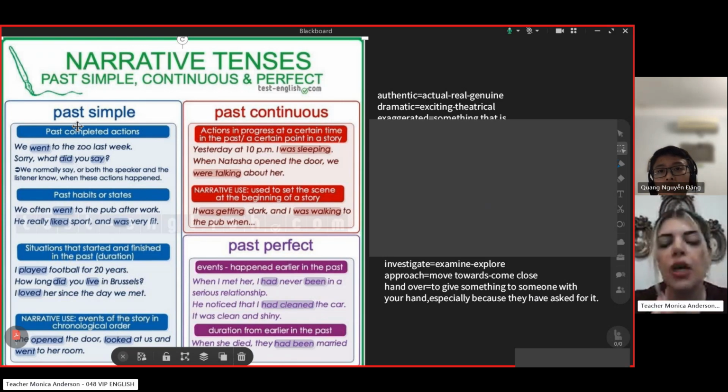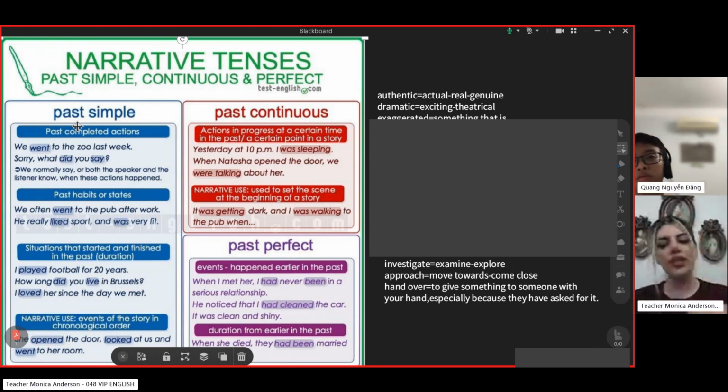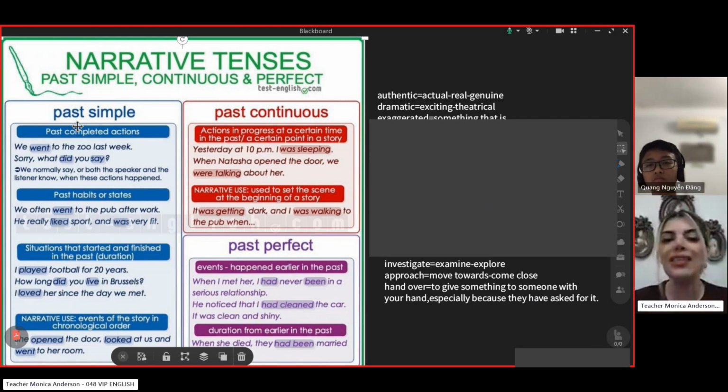For example, when you want to start your story, the first thing that you need to do is to describe maybe the scene, the situation, the condition. For example, it was getting dark. I was walking on the street. So actually, you need to set the scene. And you can use past continuous to set the scene at the beginning of a story.